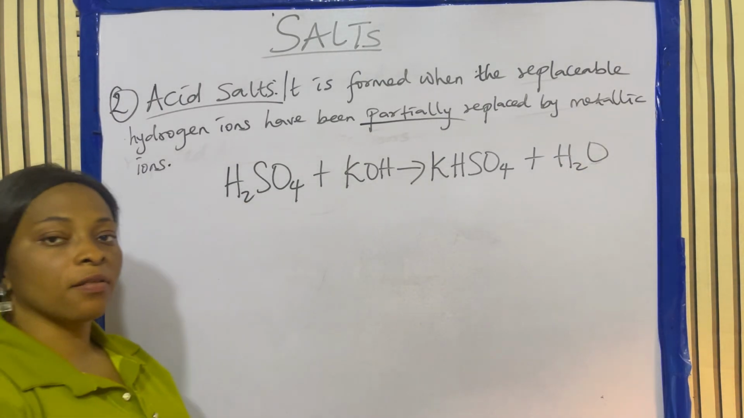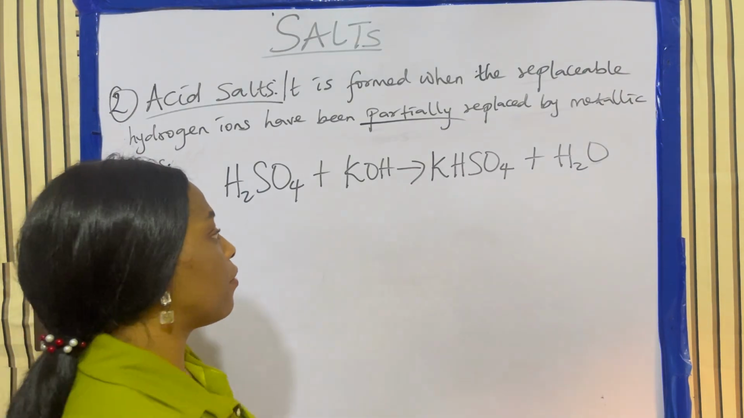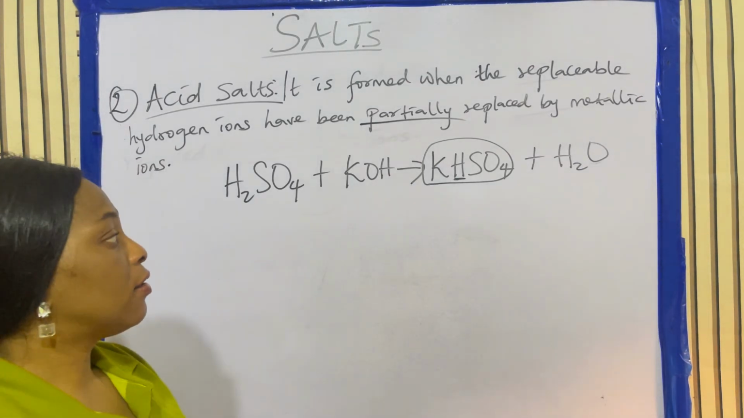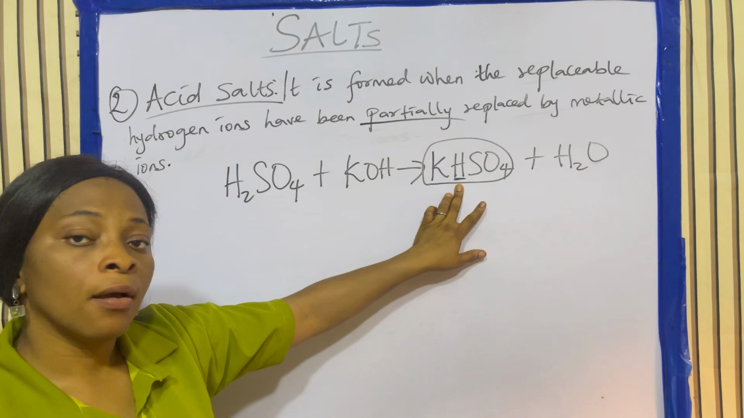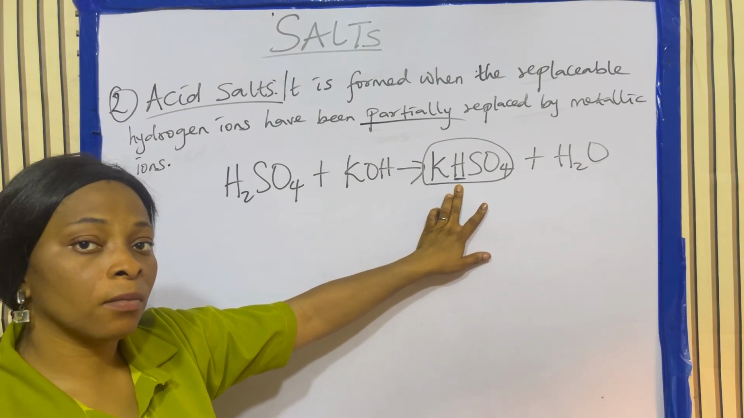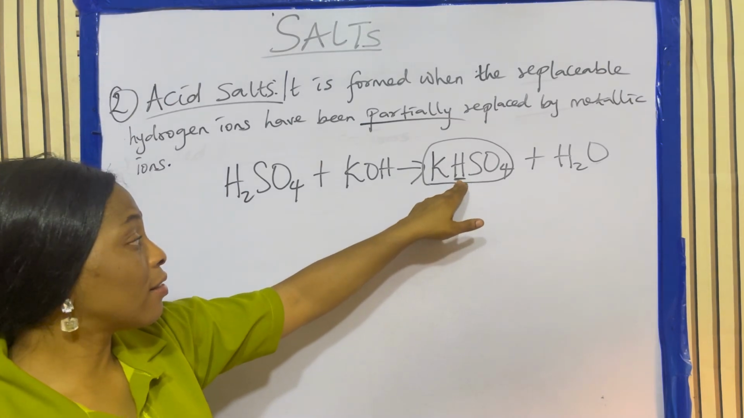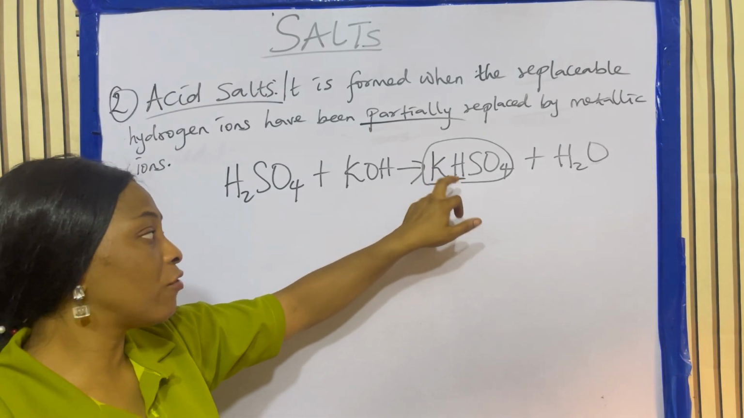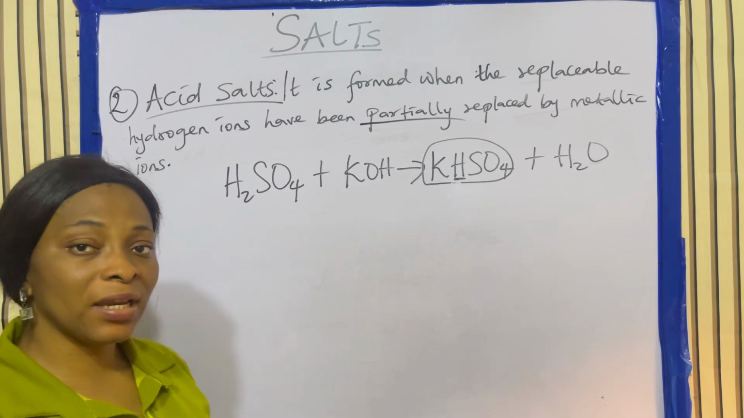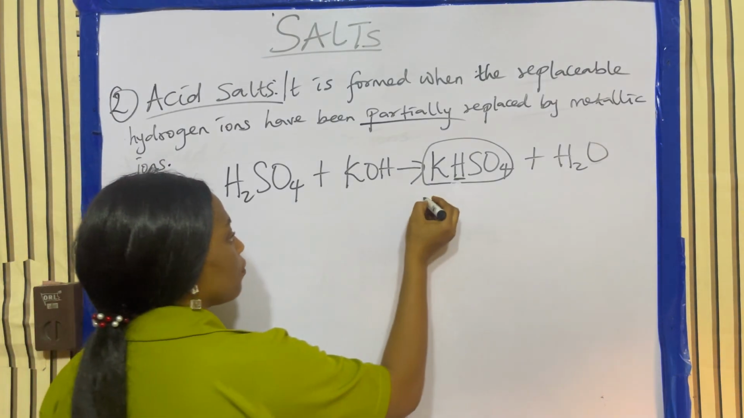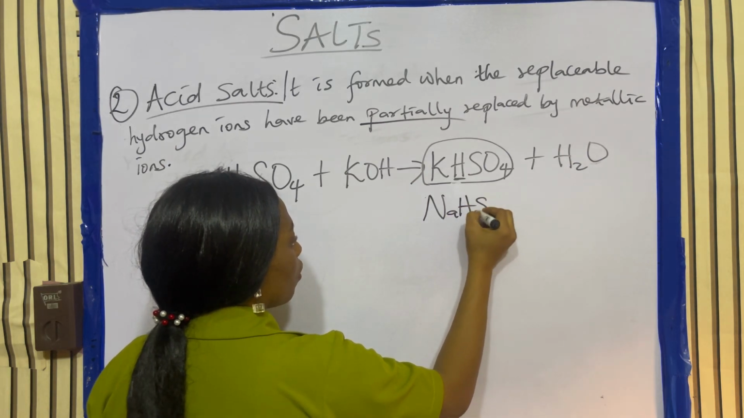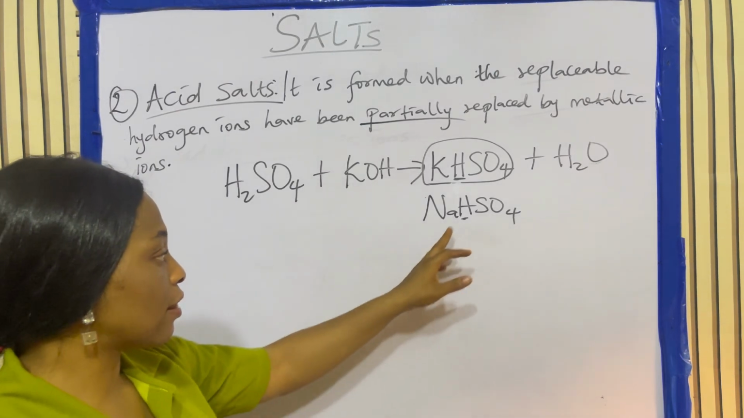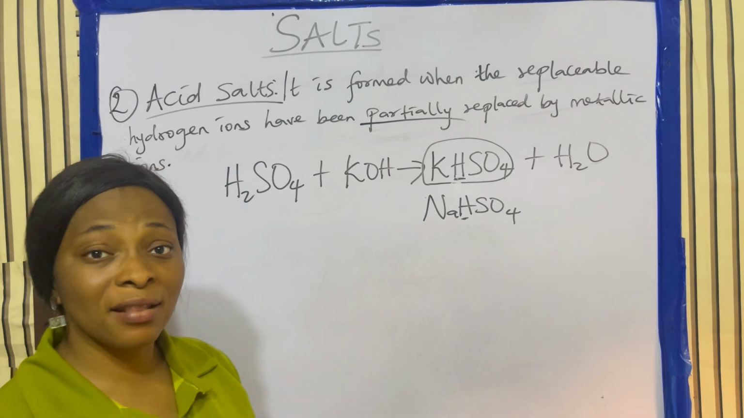So what do you observe in the salt? Here in the salt, you discover that there is a hydrogen ion. That means that this salt has not been completely replaced by metallic ions. It has been partially replaced. That is why you still have some hydrogen remaining. So any salt that has hydrogen present has not been completely replaced. For example, sodium hydrogen tetraoxosulfate 6, this is a what? It is an acidic salt. Any salt that has the presence of hydrogen here is an acidic salt.